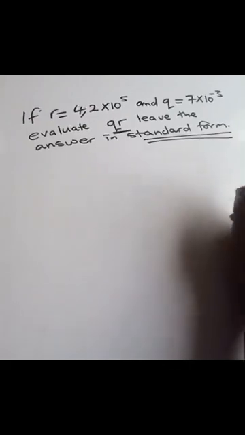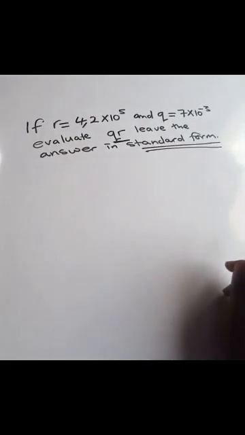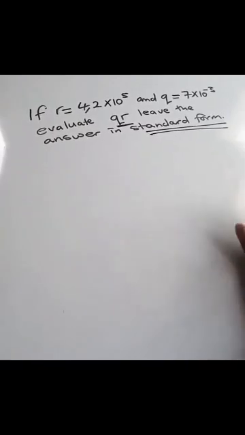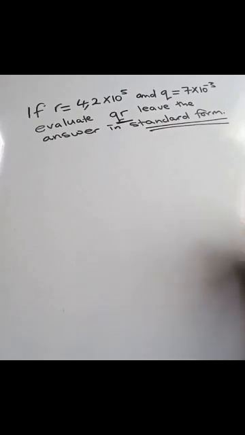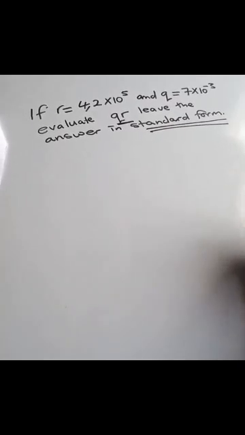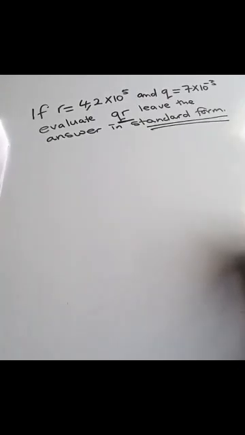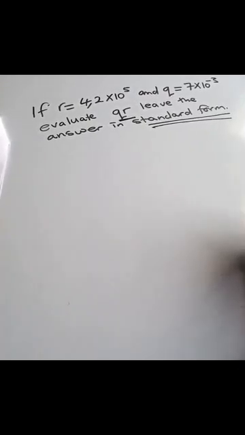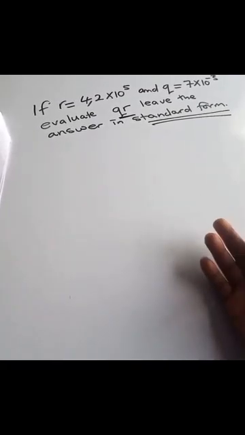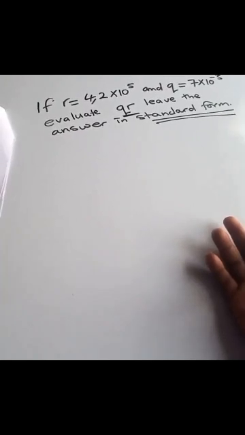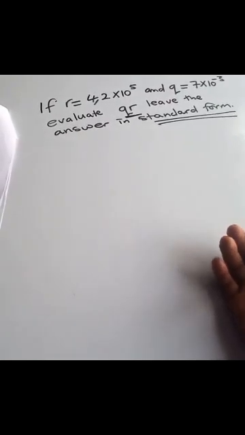So standard form is also called scientific notation. It's a way of writing very large numbers or very small numbers, especially used by scientists when they're doing their measurements. For example, you can be asked to measure the distance between two cities in meters. Maybe from Harare to Bulawayo, you measure the distance in meters. The number becomes very, very large. So we express it in standard form.